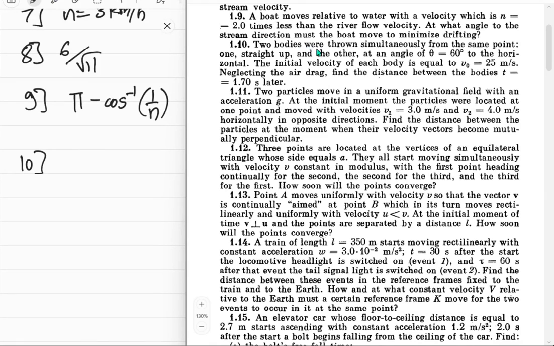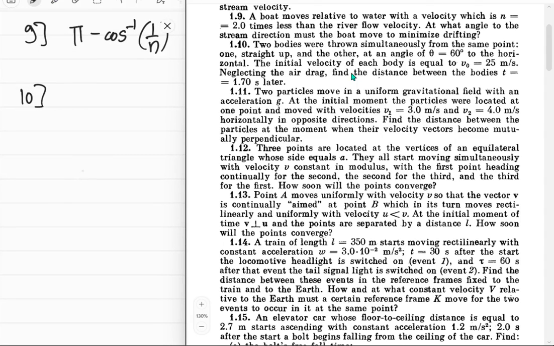Fine. Two bodies were thrown simultaneously from the same point, one straight up and the other at an angle to the horizontal. The initial velocity of each body is equal, neglecting air drag, find the distance between the bodies this much time later. One straight up, other at an angle to the horizontal. Initial velocity of each body is just 25. The second guy is going at 25 and at an angle of 60 degrees. Find the distance between the bodies at this time t.